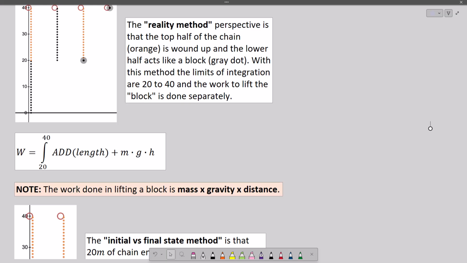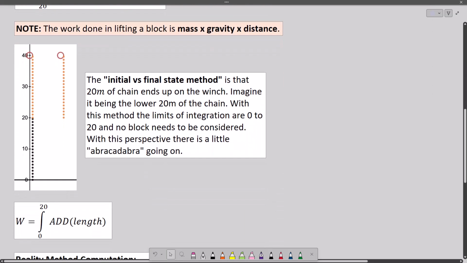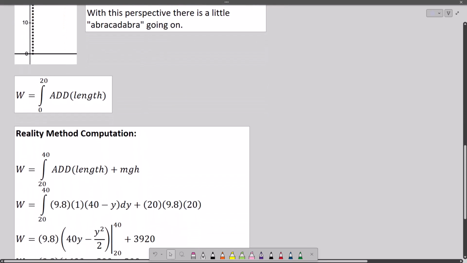Well, I remember the first time I taught this 20 years ago or whatever it was, I looked in the book. Actually, it was 30 years ago. That's sad. When I looked in the answer key, they integrated from 0 to 20. I'm like, what? 0 to 20?